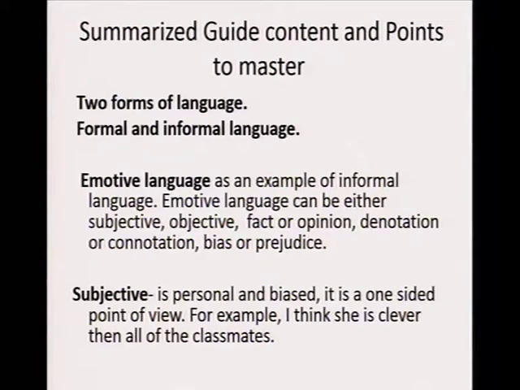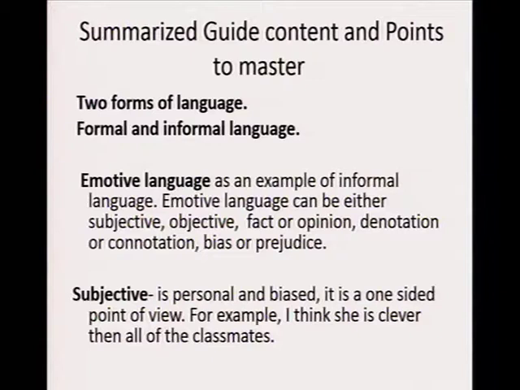Number 1, language has two forms: formal language and informal language. Each of these, formal and informal, has its own types. First, I want us to look at emotive language, which is a type of informal language. What is emotive language? Emotive language can be either subjective or objective, opinion, denotation or connotation, or bias or prejudice. Those are the branches or parts of emotive language.